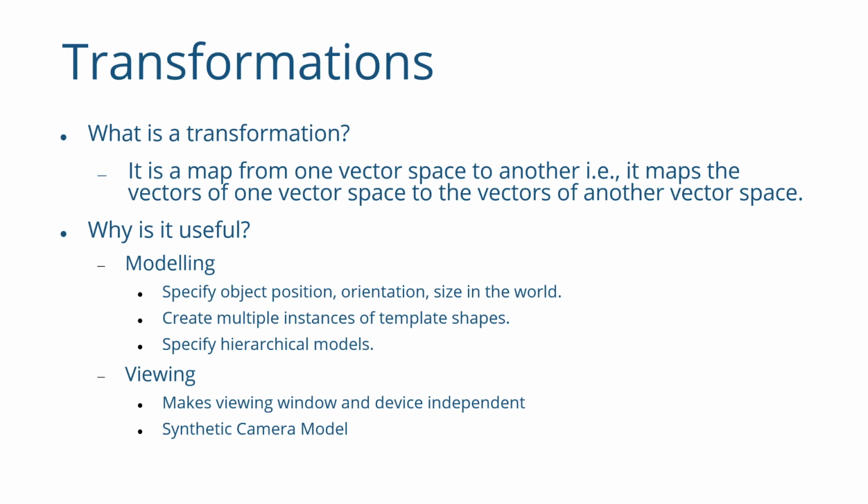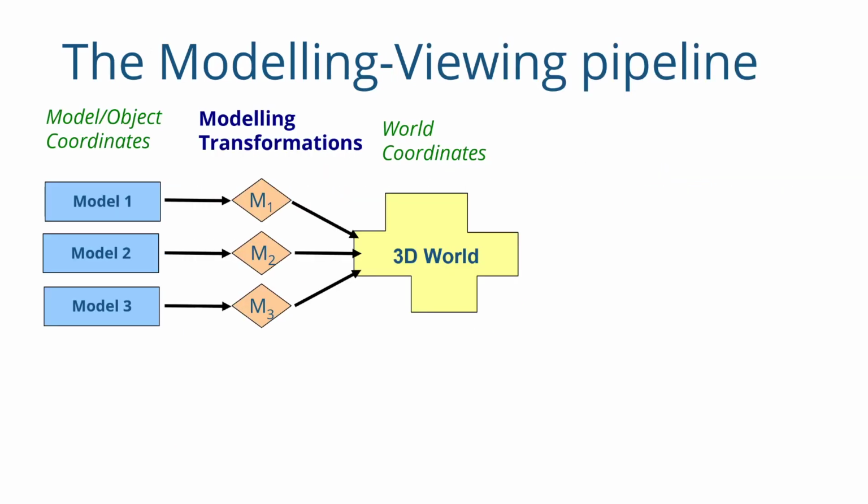So how does all this fit together? They fit together into what is known as the modeling viewing pipeline. This is the abstract view of the pipeline. Given a set of objects in their own respective coordinate systems, for example, imagine that you are modeling a table and two chairs. Let that be model 1, 2, and 3. And they have been created in their own respective coordinate systems, and these are known as model or object coordinates.